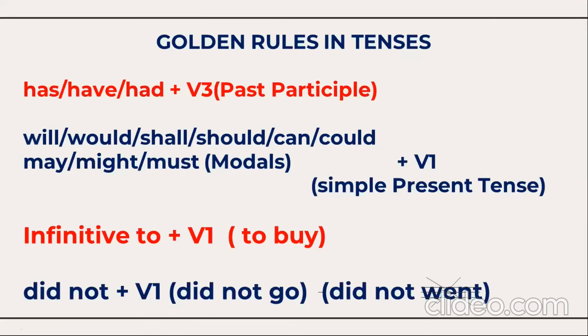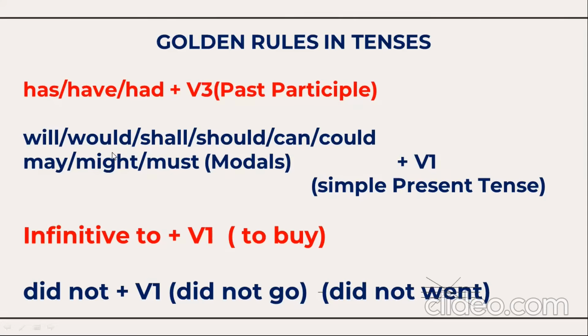And there are a few golden rules in the tenses which will definitely help you to solve the exercise in the examination, even in competitive examinations. If you are using has, have, or had, the verb next to it should always be in the third form, the past participle. For example, I have gone, not I have went. I have gone, third form.